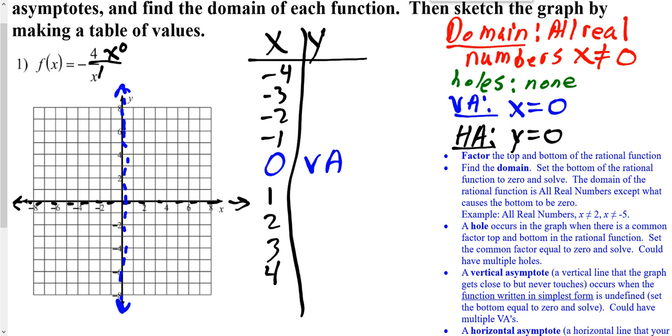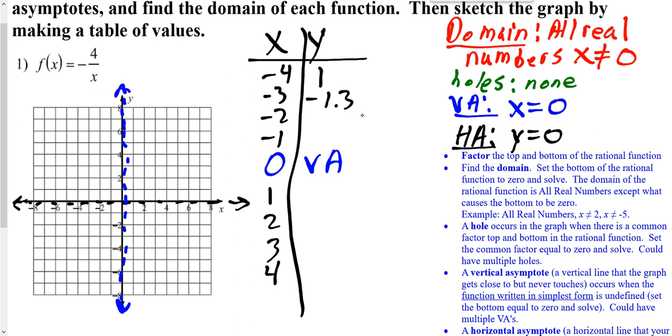And then all we have to do is go ahead and plug in these x values into my original function. And so when I plug in -4, I get 4 over -4, which is -1. And some of these are going to end up being not nice numbers, so then I would go to the nearest tenth of a decimal point. So when I plug in -3, I get -1.3.